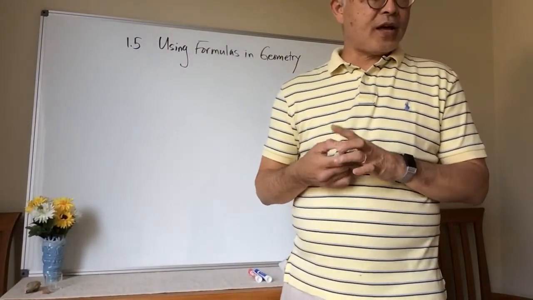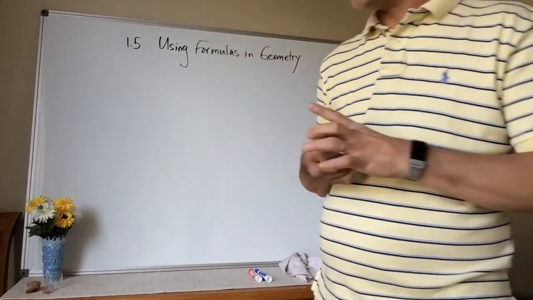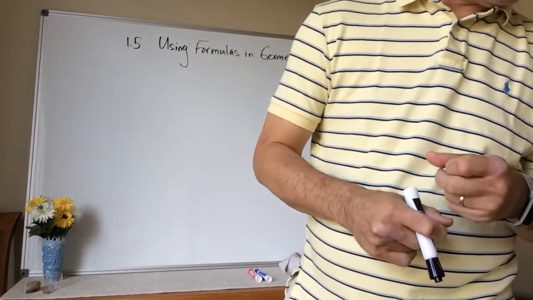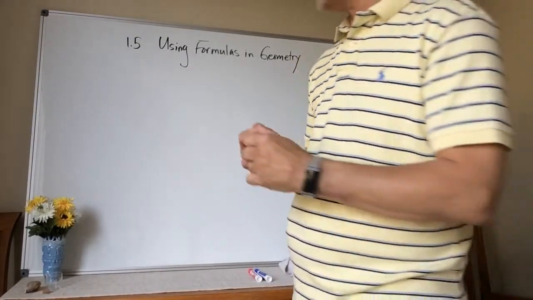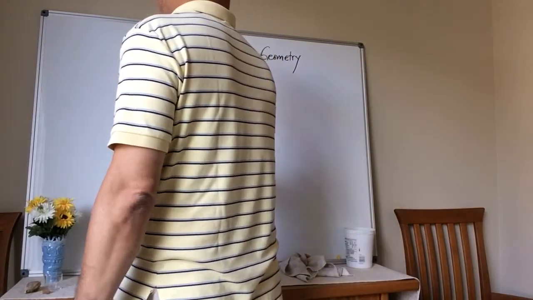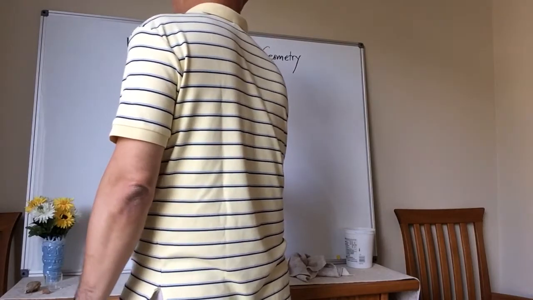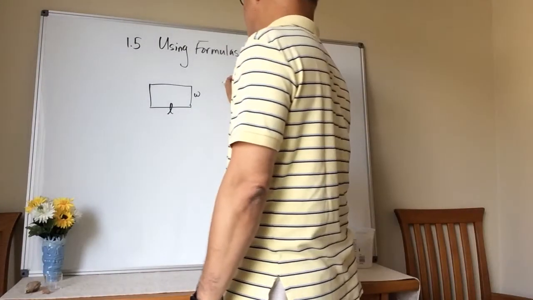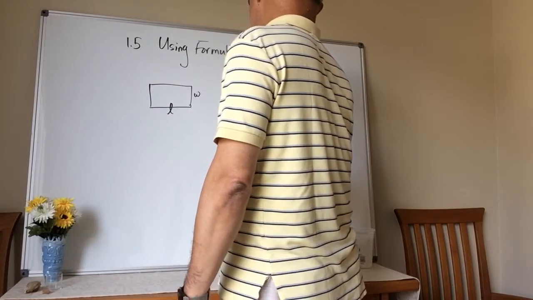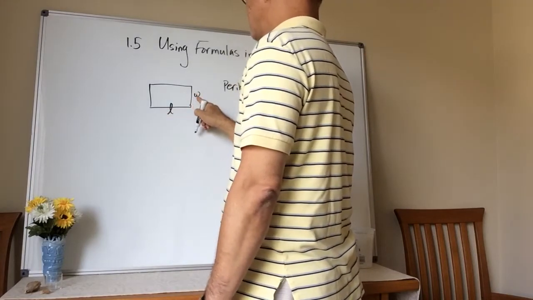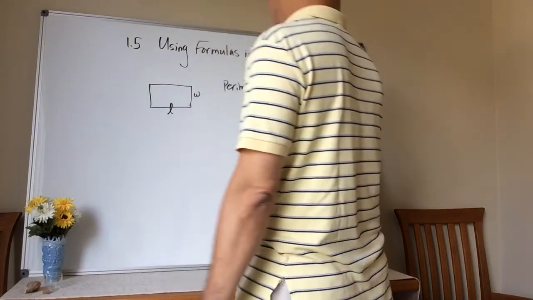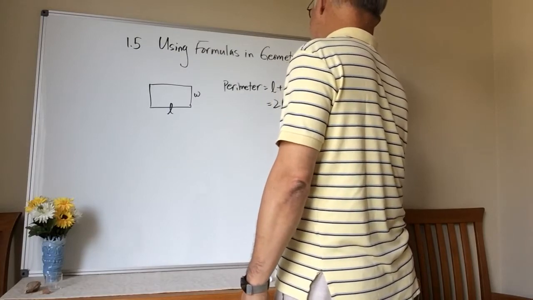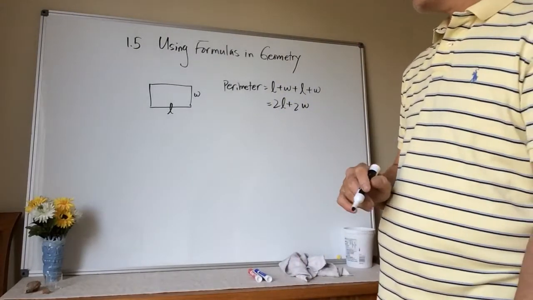Okay, 1.5 geometry. We're going to do using formulas in geometry. This is on page 36. So now we're going to get into some of the basic formulas that we use in geometry. If I have a rectangle that has a length and a width, the perimeter of this is going to be L plus W plus L plus W, which means I have two L's and two W's. So that's my perimeter.